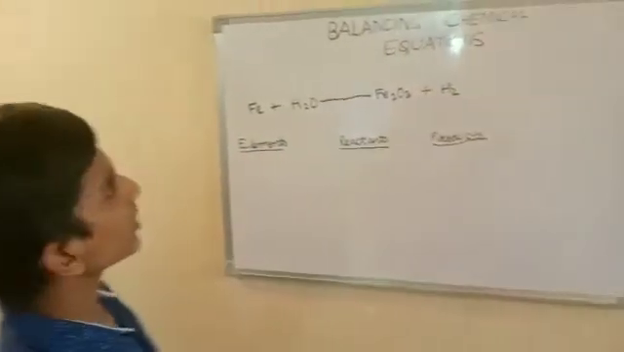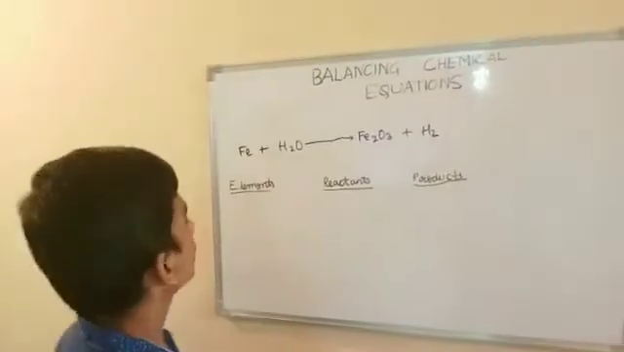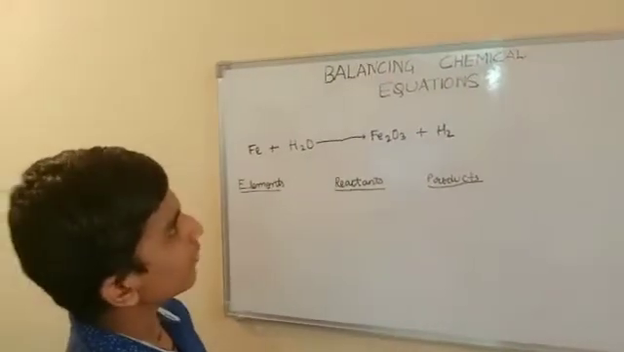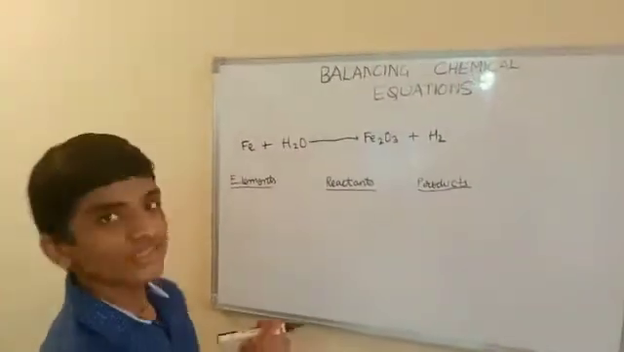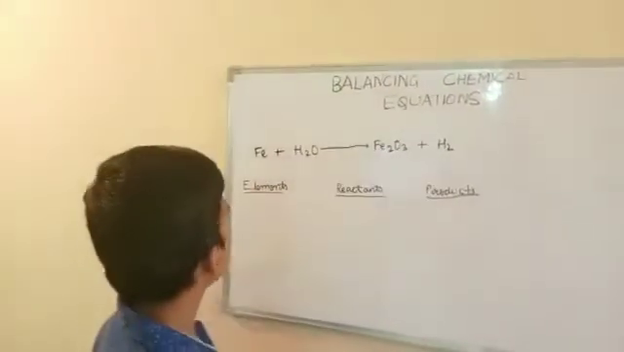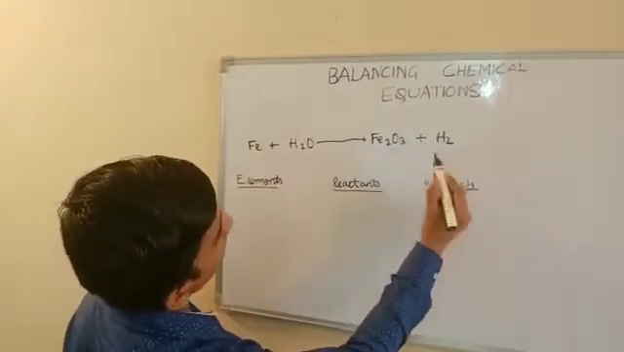Today, we are going to discuss the subject chemistry, topic balancing chemical equations. This is used in various exams and is a very important and interesting topic. Let us take an example and solve this. Fe plus H2O gives rise to Fe2O3 plus H2.